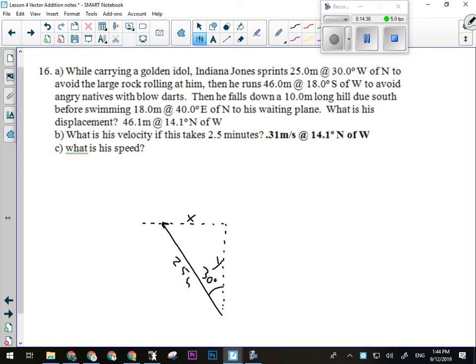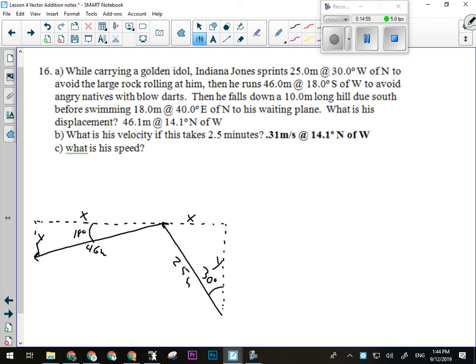Okay, the second one, he runs 46 meters at 18 degrees south of west. All right, so I'm going to draw a reference line that's west. I'm going to go 18 degrees south of that, so it's a pretty thin triangle. And it's a bit longer, obviously, than the first one. I'm kind of running out of room here. 46 meters. Okay. 18 degrees. Here's x, here's y.